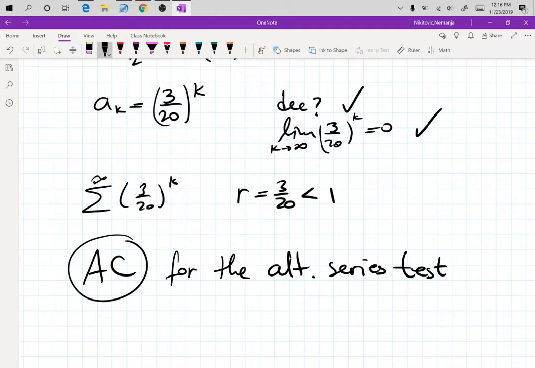Would you still have to write out all that you did in the sentence afterwards? Yes. Or you can just say it's absolutely convergent. You just write everything out. The more you write in these cases, the better.